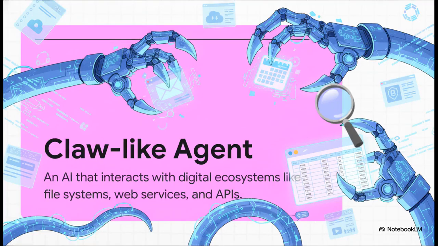Okay, so the paper uses this specific term, a claw-like agent. And this is a really key idea. This is not just a chatbot. Think of an AI that can actually do things on a computer. Sort your emails, manage your project files, or pull data from a spreadsheet. These are the kinds of powerful new agents we need to be able to test.